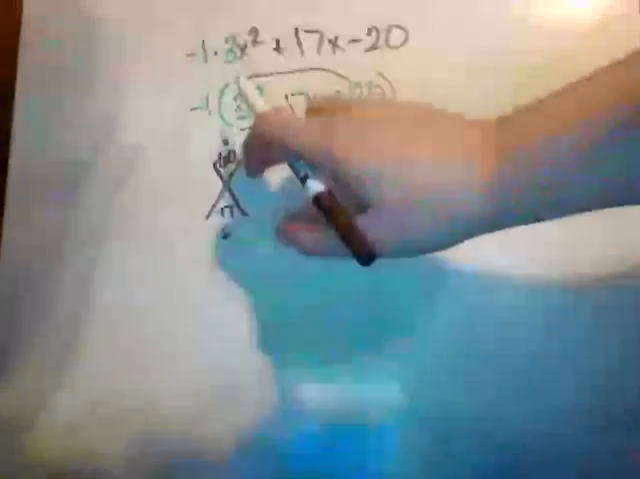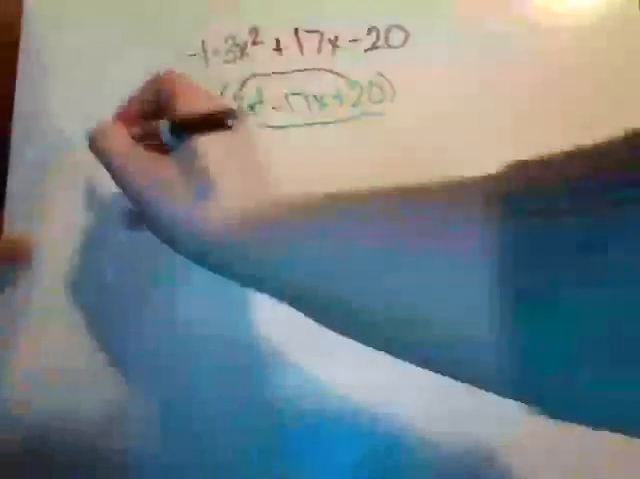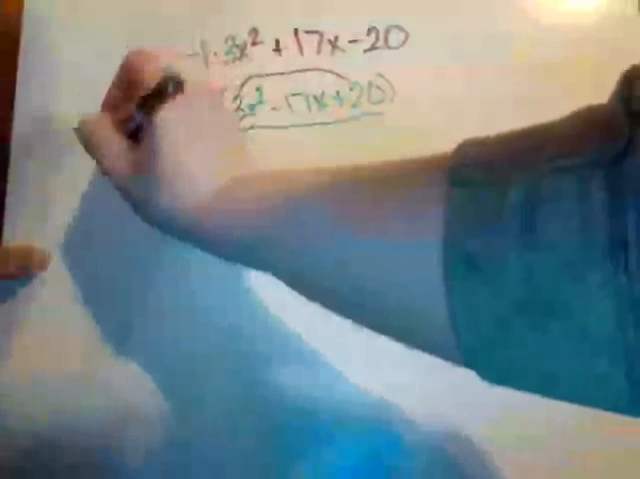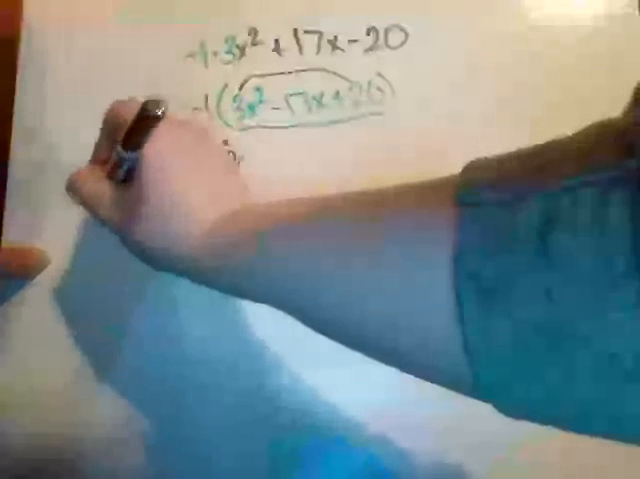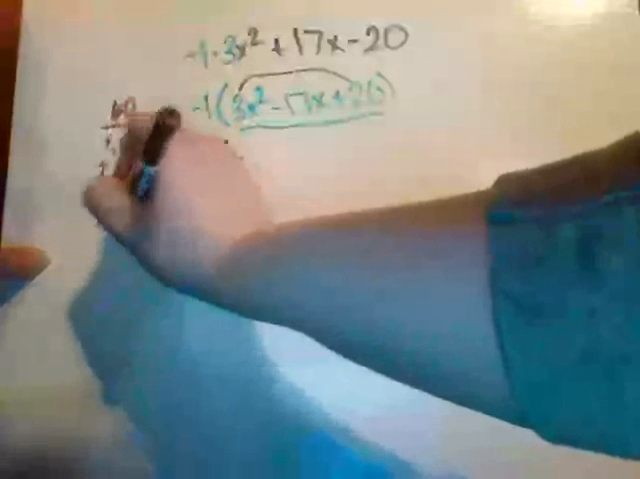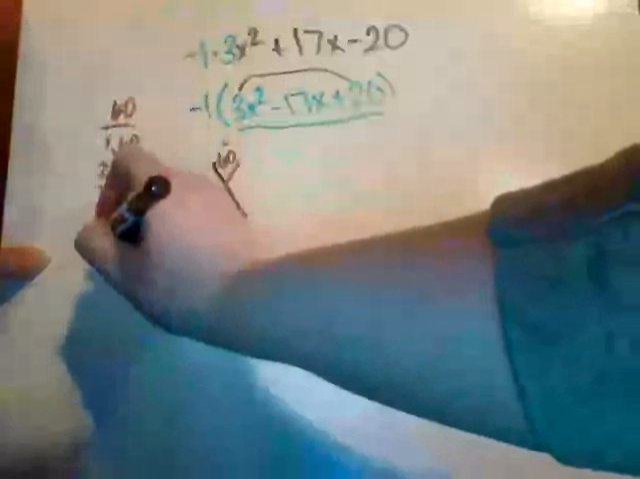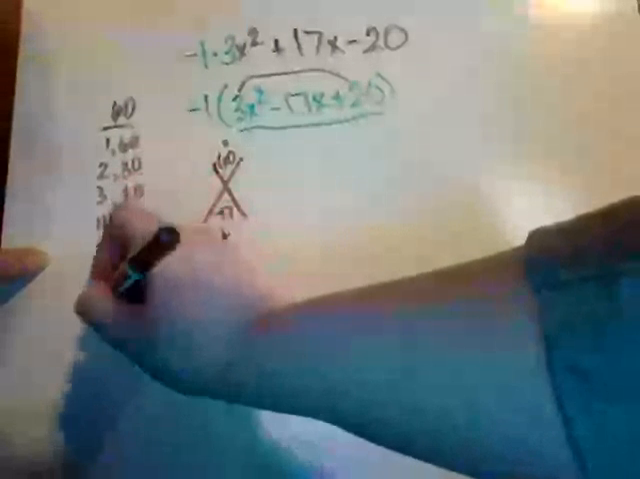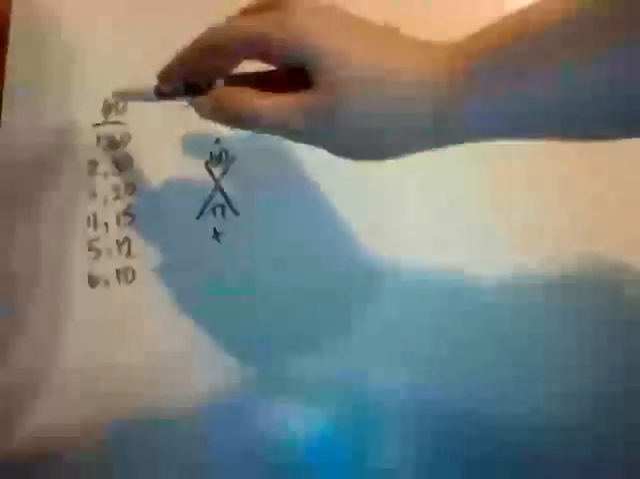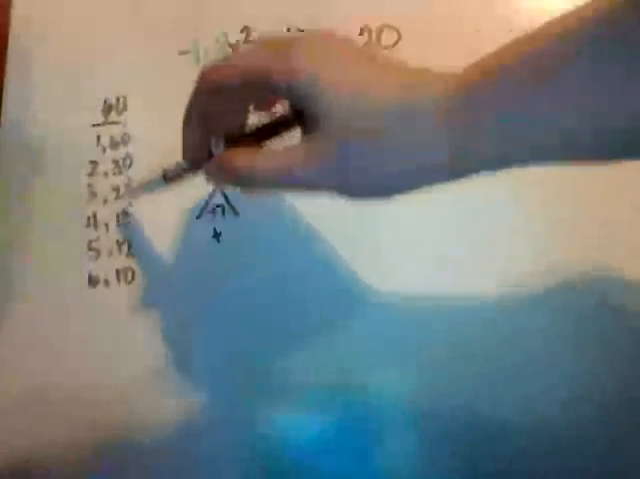All right, so I'm going to make a list of my multiples of 60. This is kind of a long list. There's 1 and 60, 2 and 30, 3 and 20, 4 and 15, 5 and 12, 6 and 10, 7, 8, 9, and then we're back at 10. Okay, so these are my options of numbers that will multiply to give me 60. All right, so if I'm multiplying to get 60 and adding to get a -17, I need to look at my options.